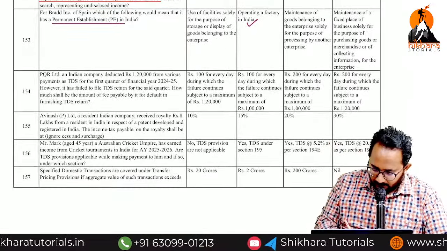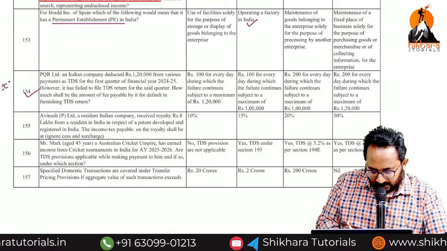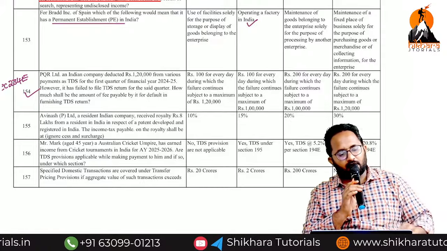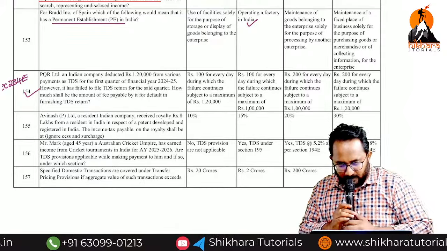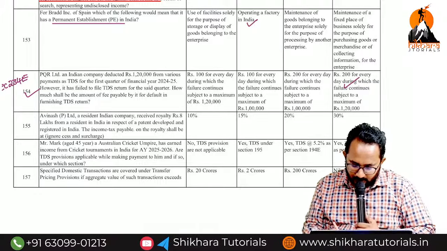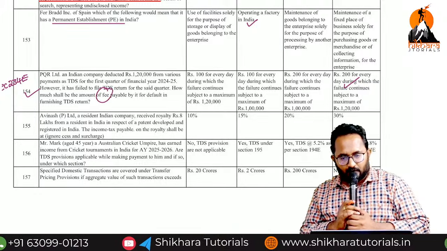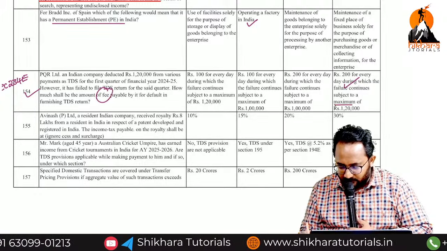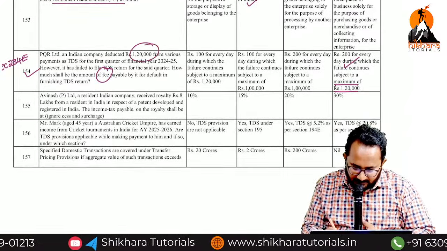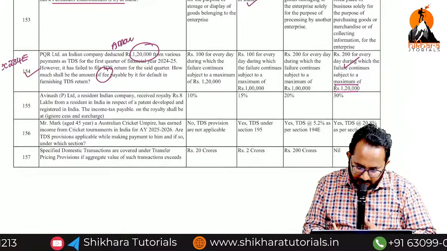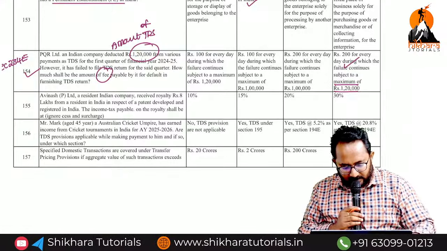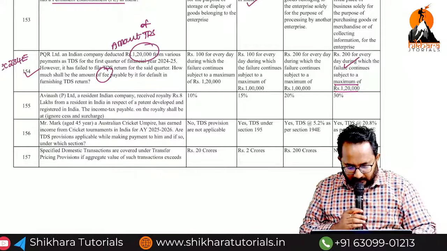Next, section 234E. If you are not filing the TDS returns properly, every day 200 rupees fees you have to pay, but the maximum fees will be 1,20,000. Maximum fees means nothing but the amount of TDS. Maximum fees cannot exceed the amount of TDS.